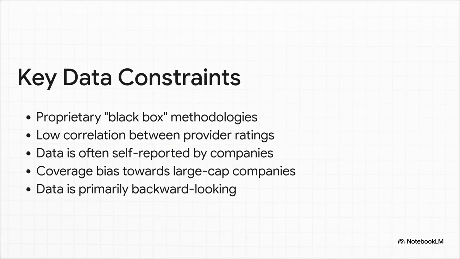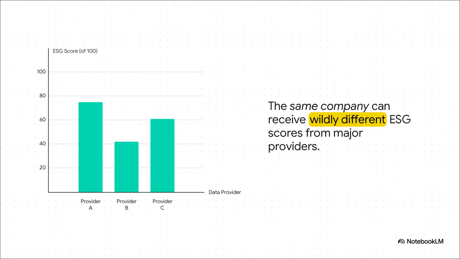And this lack of a clear standard, well, it's the root cause of so many other problems down the line. And because there are no standards, you get these huge constraints. A provider's methodology can be a total black box, making it almost impossible to scrutinize. The data is often just self-reported by the company, it's unaudited, and there's a definite bias toward covering big, large-cap companies. But the biggest outcome, the one that causes the most headaches for practitioners, it's the incredibly low correlation between providers. So this is what that low correlation actually looks like. You can take the exact same company, and provider A gives them a 75, says they're an ESG leader. Meanwhile, provider B gives them a 42, calling them a laggard.